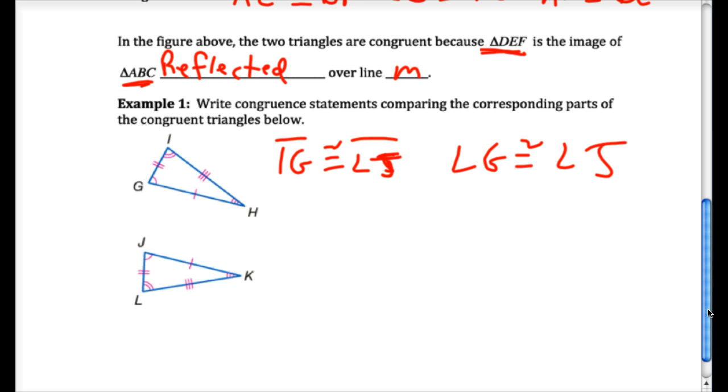Okay. Colin, give me something else. Angle H is congruent to angle K. Excellent. Beautiful. 3 down, 3 left. Lance. Angle I is congruent to angle L. Yes. Angle I is congruent to angle L.